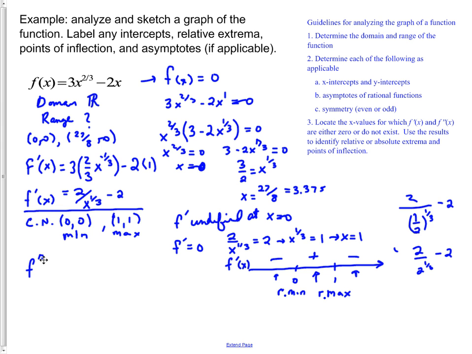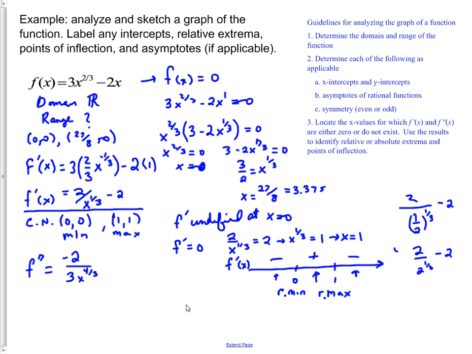Let's take a look at the second derivative. The second derivative, in this case, if we work that out, is going to be, let's try that out. We're going to be taking the derivative of 2 times x to the negative 1/3 minus 2. Well, that constant goes away. And we're actually left with an expression that looks like this. Negative 2 divided by 3x to the 4/3. Now I leave it to you to again verify that this is the case. You may want to pause the video and check this out with me.